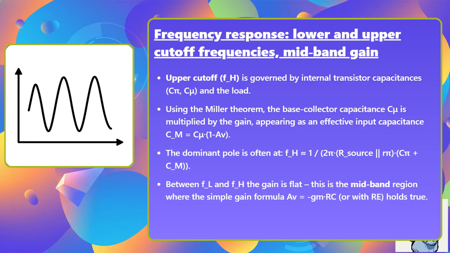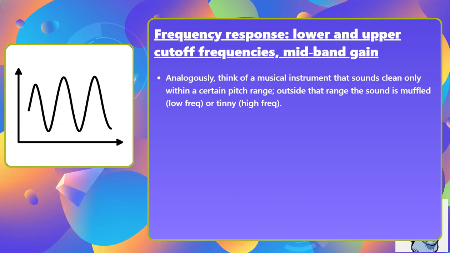This is the mid-band region where the simple gain formula Av equals negative gm times Rc, or with Re, holds true. Analogously, think of a musical instrument that sounds clean only within a certain pitch range. Outside that range, the sound is muffled at low frequency or tinny at high frequency.